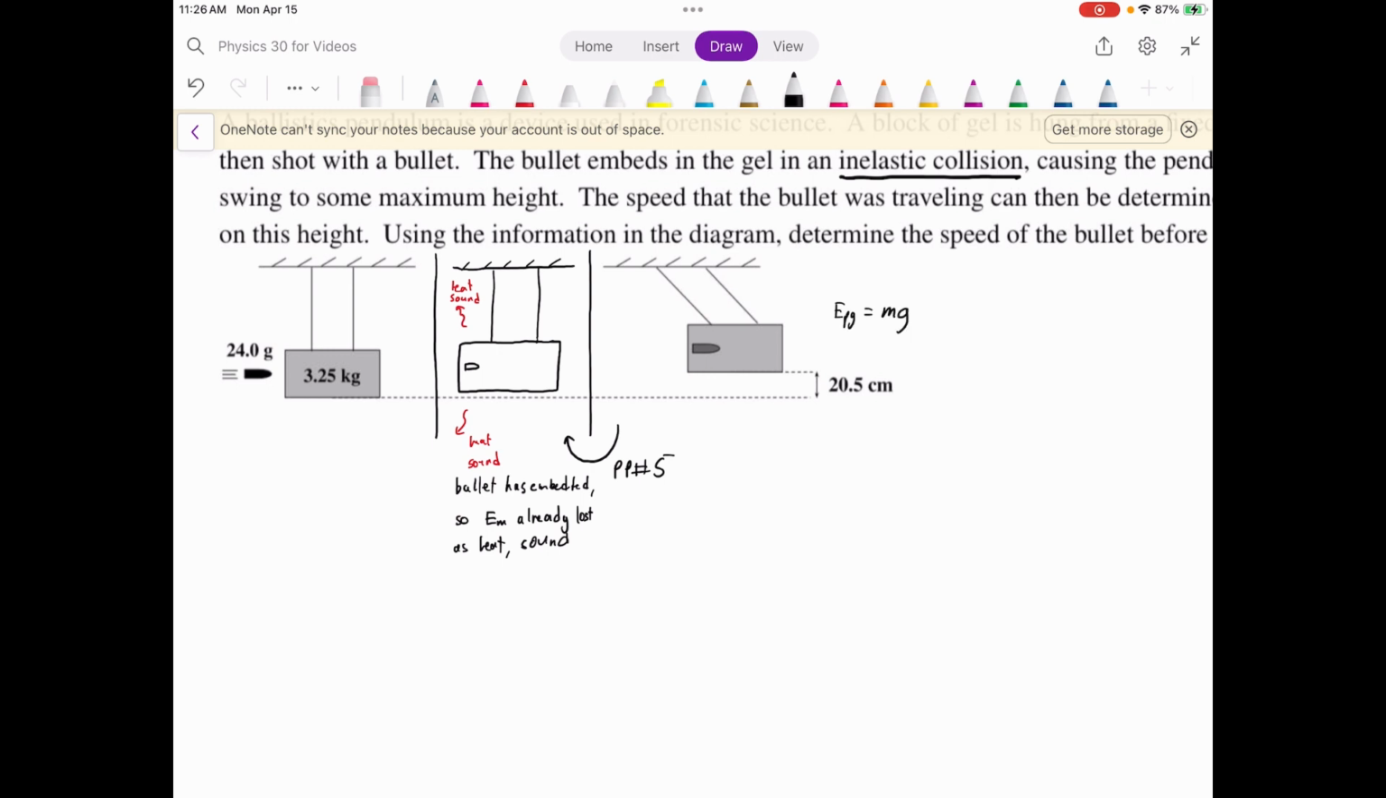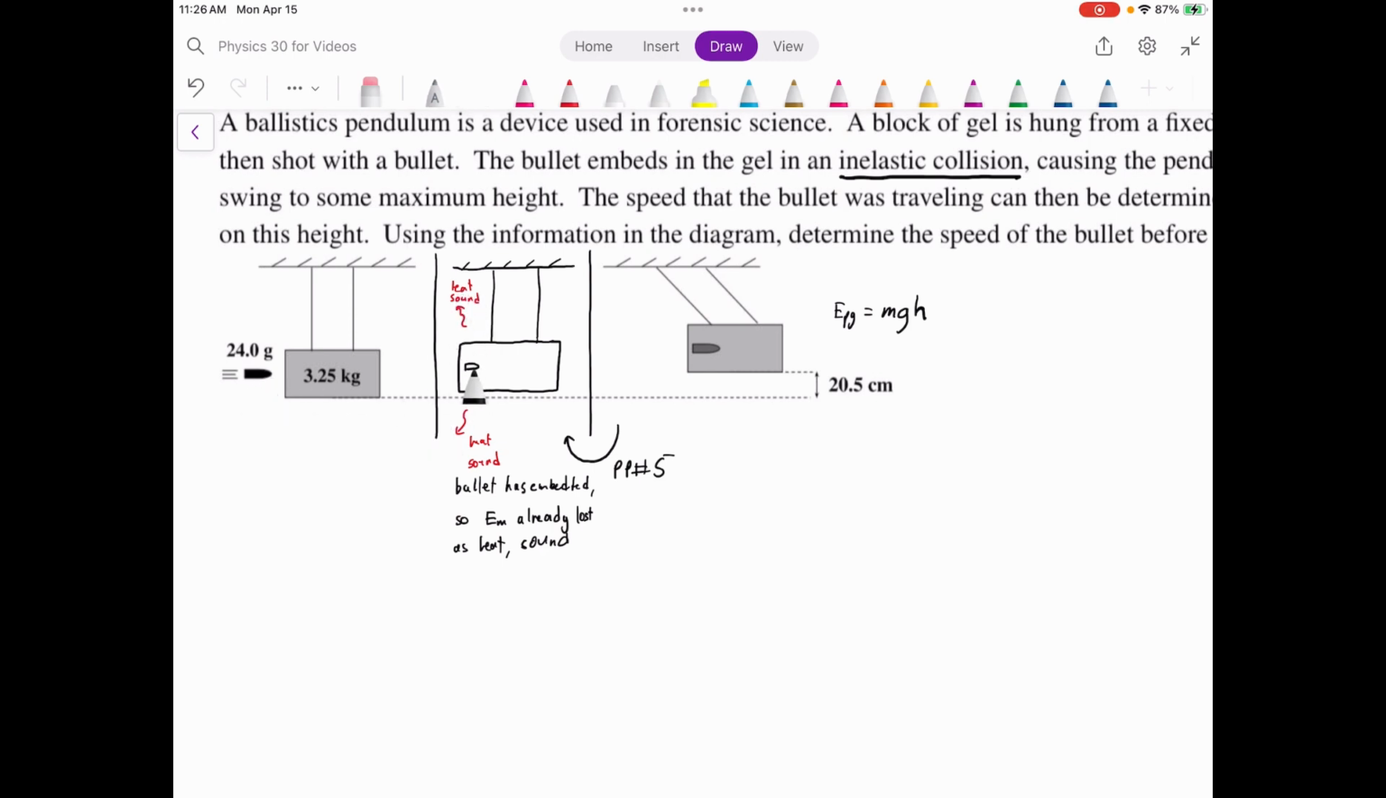We have the mass of the bullet and the mass of the gel times the acceleration due to gravity times the height that it got lifted to, right? So that's the gravitational potential energy it ended up with. So that must have come from the kinetic energy it had here, not the kinetic energy the bullet had here, because some of that is going to get lost as heat and sound.